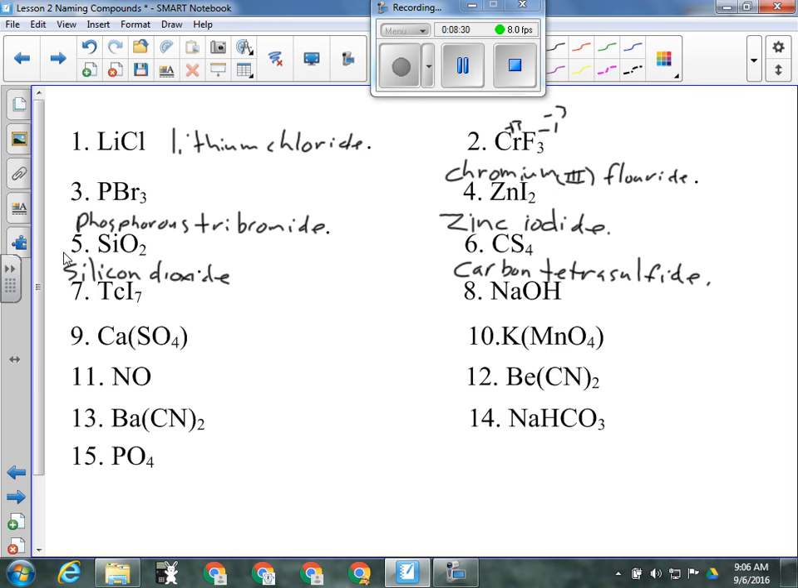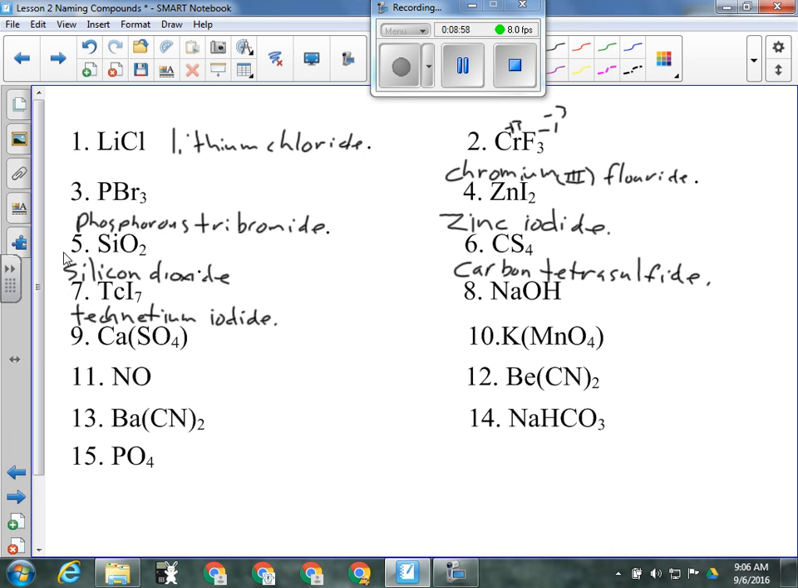All right, number 7, technetium with iodine. Let's have Noah try this one. Right. Technetium is one of the first, or was one of the first, man-made elements. Okay, and number 8 is our first one containing a polyatomic ion. How about Cameron does that one for us?